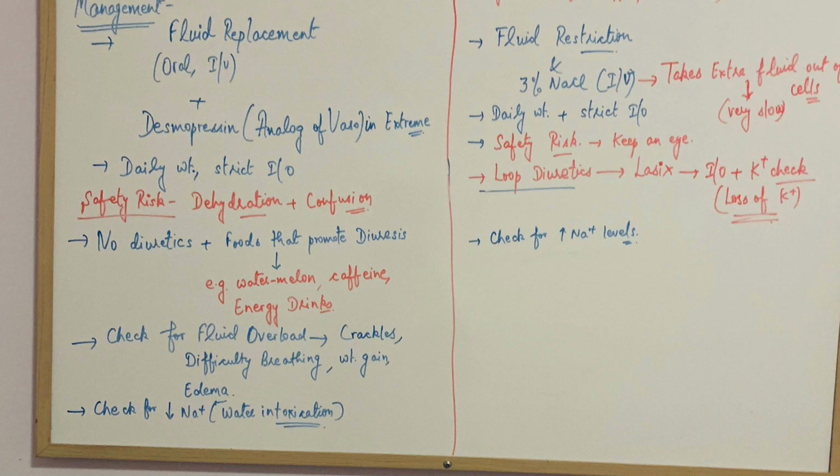And apart from that, in diabetes insipidus the body is already losing too much water, so we have to restrict diuretics. No diuretics are given, and the foods which promote diuresis are restricted. These are not given. For example, watermelon or foods rich in caffeine, for example tea, coffee, and energy drinks. They are also rich in caffeine, so we have to restrict their intake.